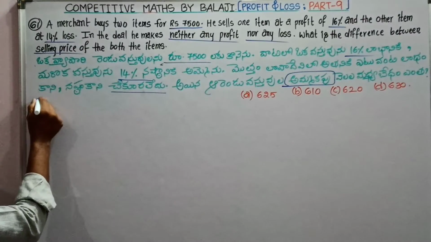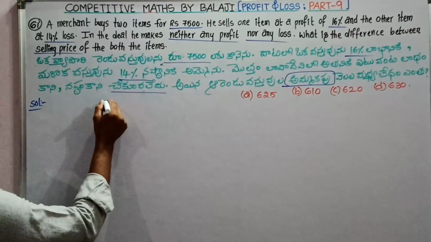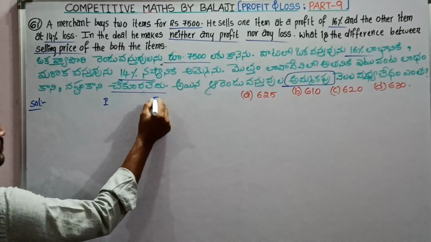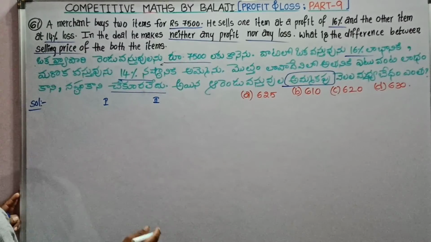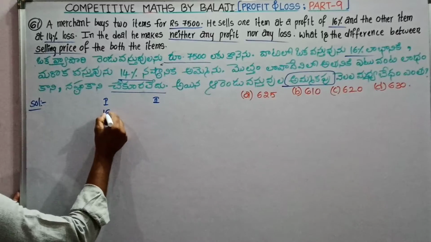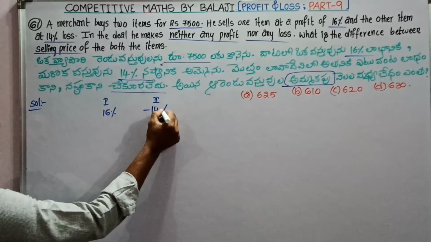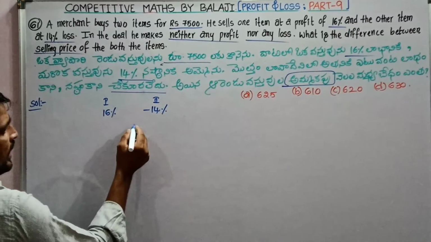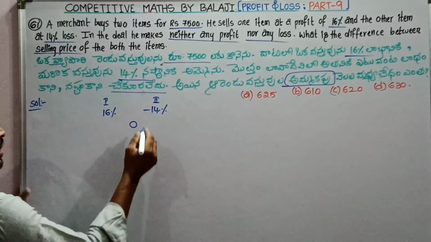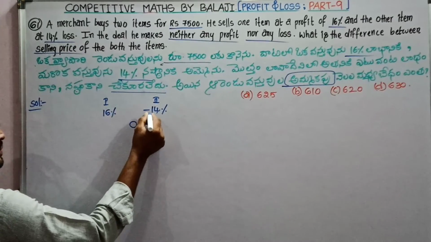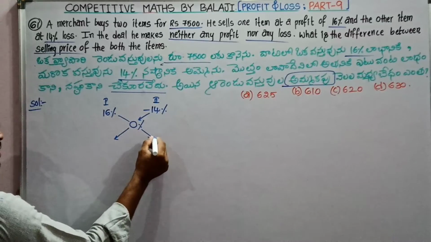Solution. A merchant buys 2 items, first one, second one, for rupees 7500. He made 16% profit on first item and 14% loss on second item. And in the whole transaction he made neither profit nor loss. That is 0%. There is no profit and no loss.